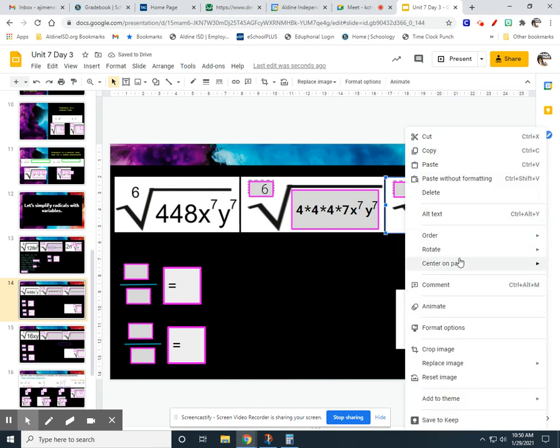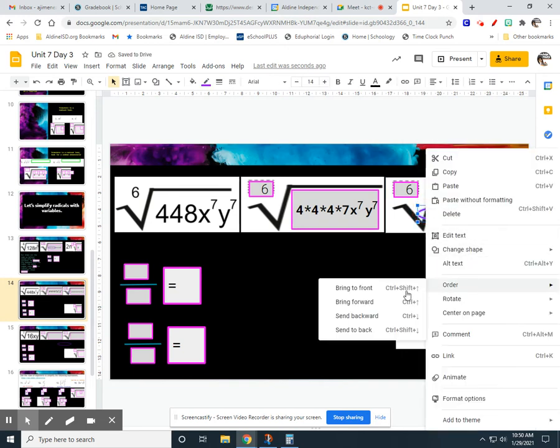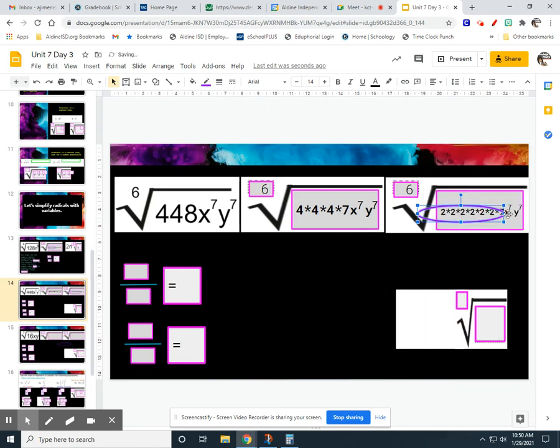Send back. Y'all can see this. There it goes. Like that. Send forward. Bring front. There you go. There it goes. All right, now we need to cover the 2s.